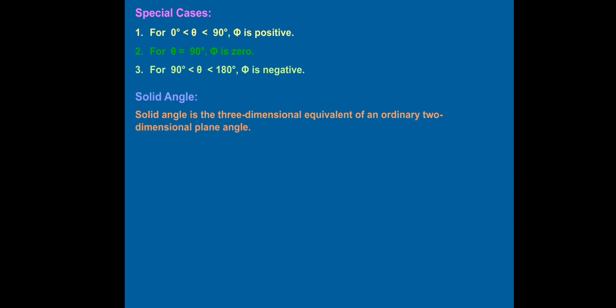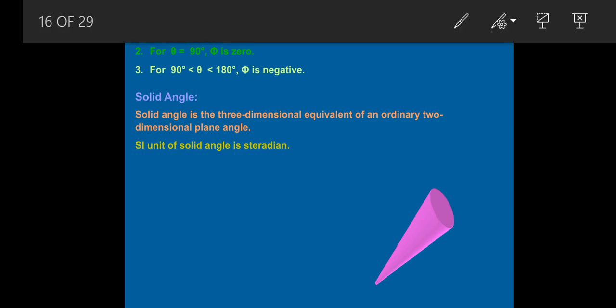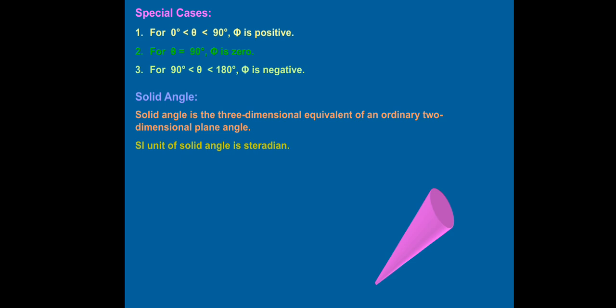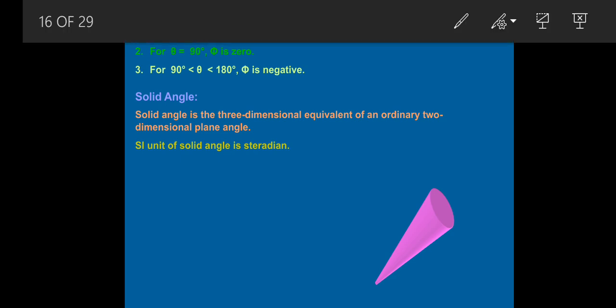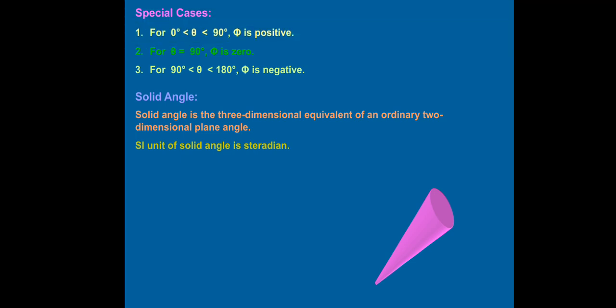A term also may be used in this consideration, in the application of Gauss's theorem, that is the solid angle. The solid angle is a three-dimensional equivalent of the ordinary two-dimensional plane angle. The unit of solid angle is steradian. With the help of a figure we can represent it like this.